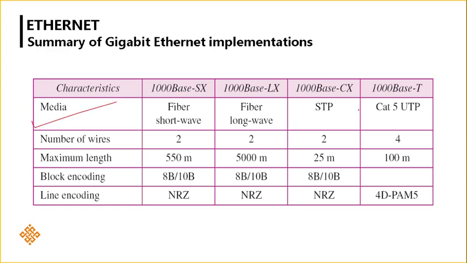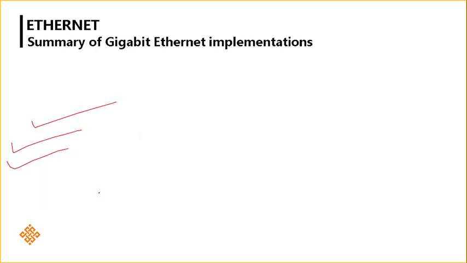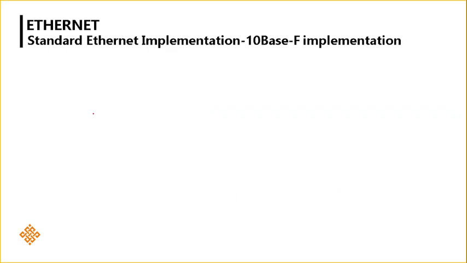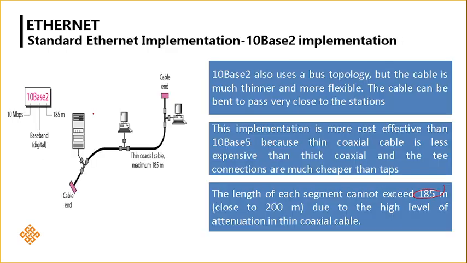What type of media it is using, how many wires it will have, and what is the maximum length of each wire, and it is going to use both block coding as well as line coding. First it will use block coding to encode. Here you can see 8B/10B block coding it will use. Then it will use the line coding technique to encode and decode. On the receiver side also we are using both line coding as well as block coding. Whereas in the case of standard Ethernets, we are using only line codings. We are not using any block codings there.